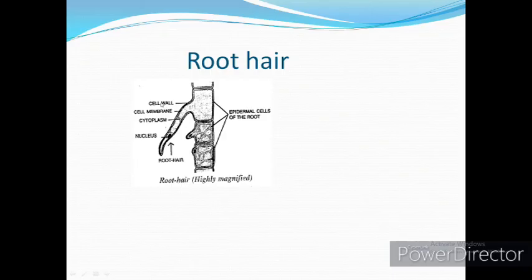We have looked at the structure of the root hairs, and we have already discussed the property of the root hair. They have a cell wall and a cell membrane, and they are very thin, as we have already discussed in our previous topic.